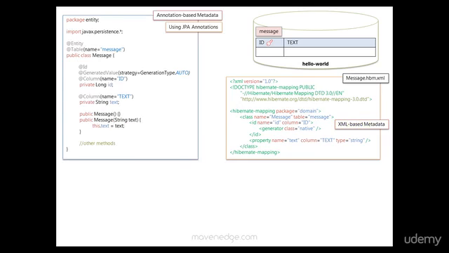Now, I know that you might be complaining about this XML-based metadata that you'll have to manage in a separate file, which is why we're going to use a much simpler approach of annotation-based metadata, using JPA annotations to specify the mapping between the message class and the message table. Now, this JPA annotated message class is holding exactly the same mapping information as this mapping file. The entity annotation tells Hibernate that this message class is a persistent entity that needs to have its state persisted to the Hello World database.